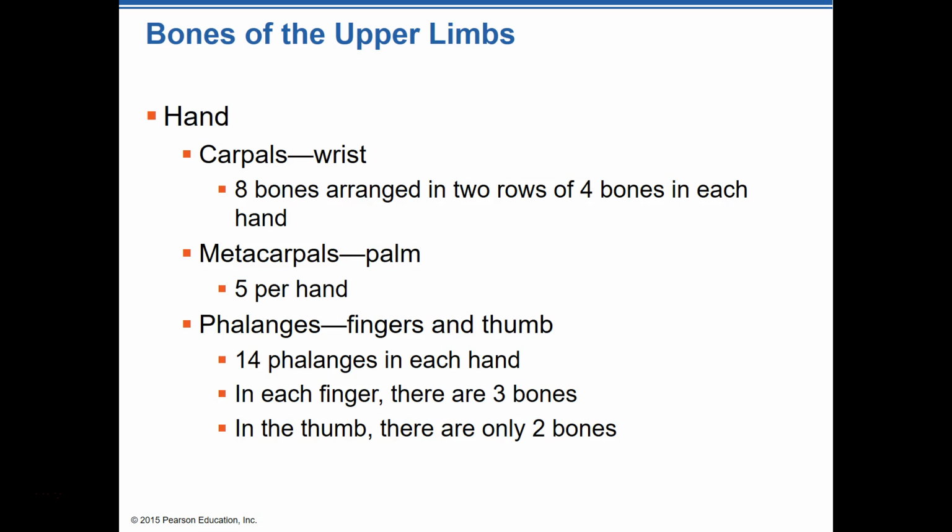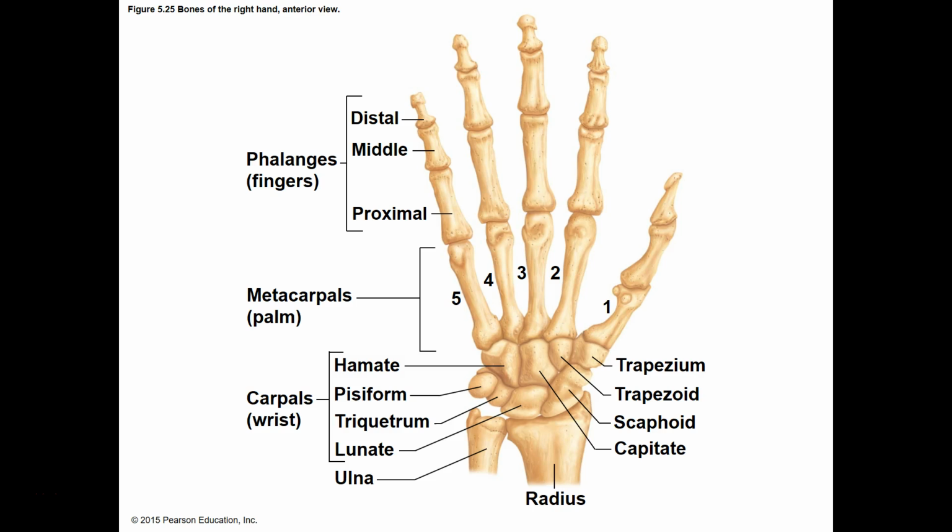The hand has carpals in it. The easy way to remember that: you drive a car with your hands, so carpals, car. 8 bones arranged in 2 rows of 4 bones each. The metacarpals are the palm of the hand. So the carpals are in the wrist, metacarpals are the palm, and then the phalanges are the fingers and the thumb. Okay? And we can see those right there.